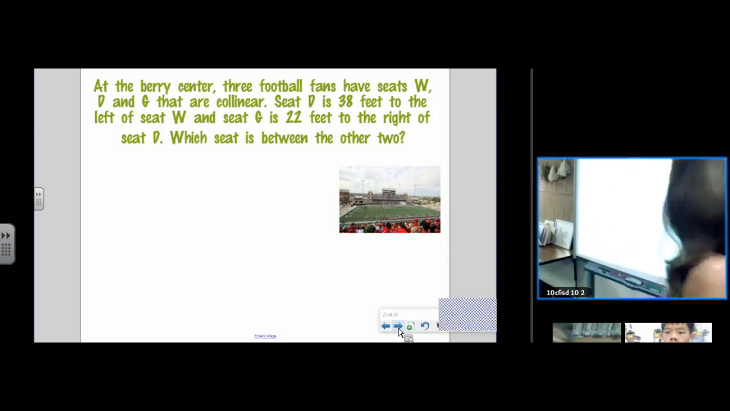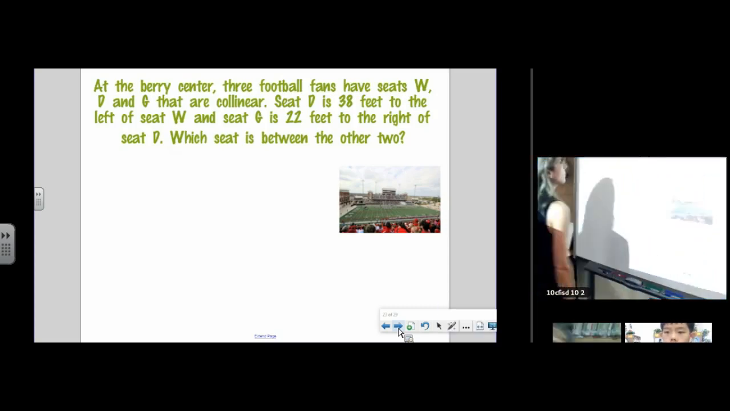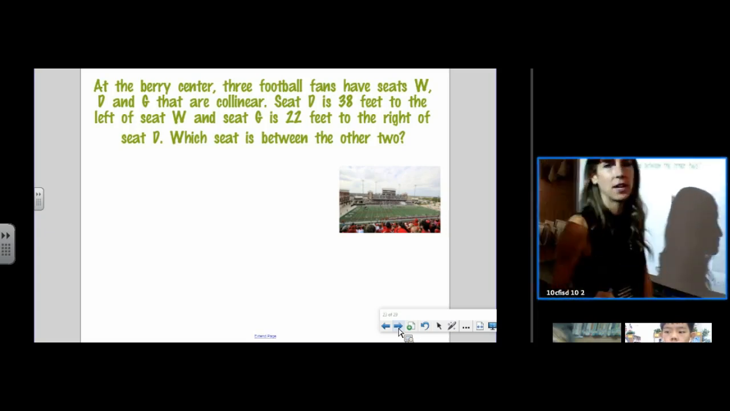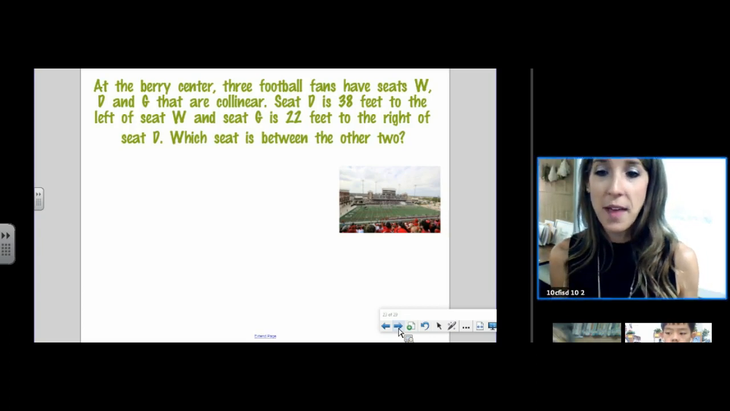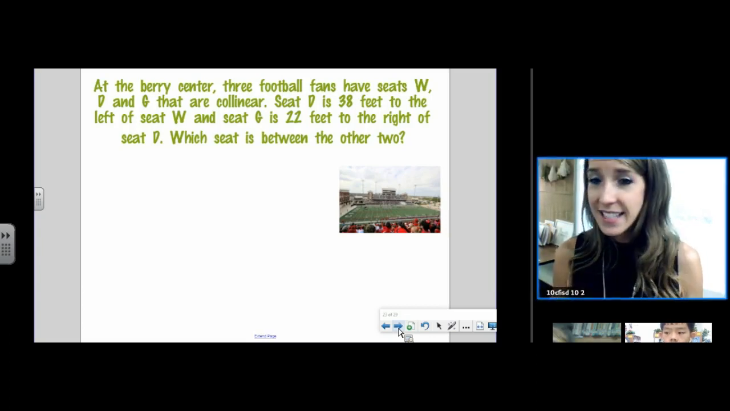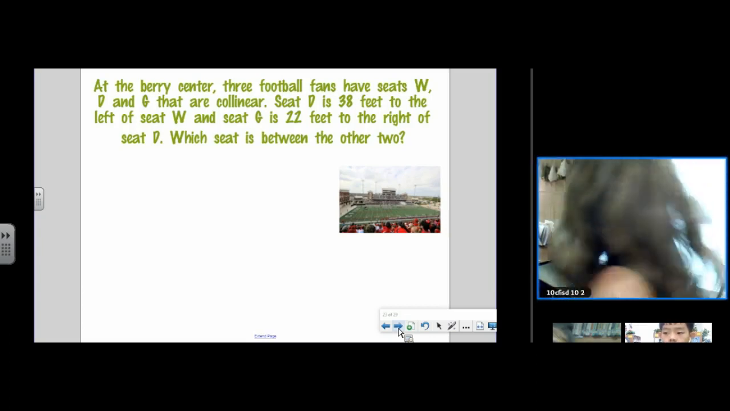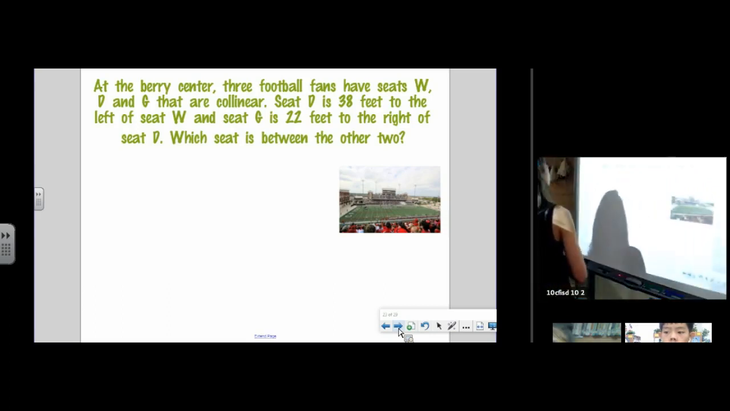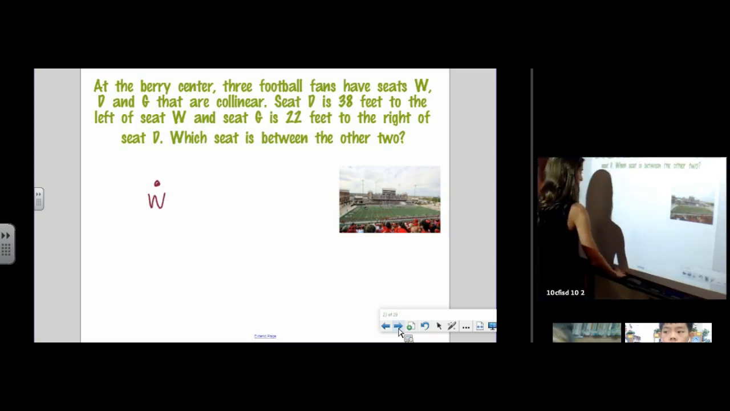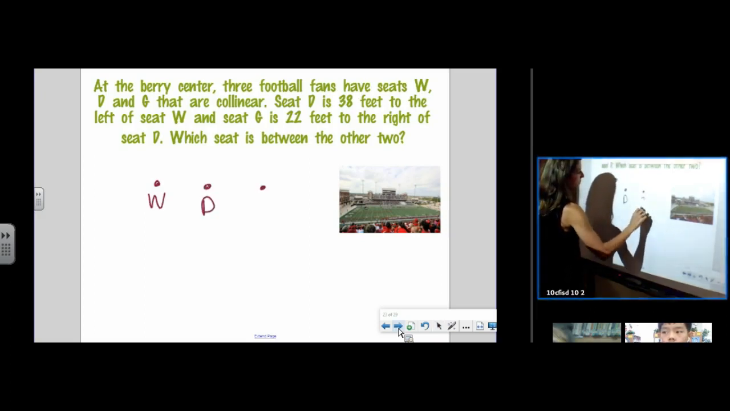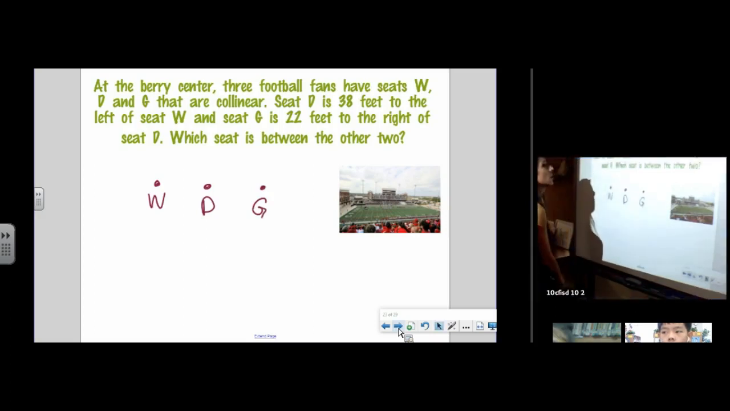So hopefully y'all drew a picture. The thing about sketching pictures with word problems is sometimes your first picture is going to be wrong. So that's when you either erase it or you draw a new one, okay? It's okay for your first picture to be wrong. So we've got W, D, and G.